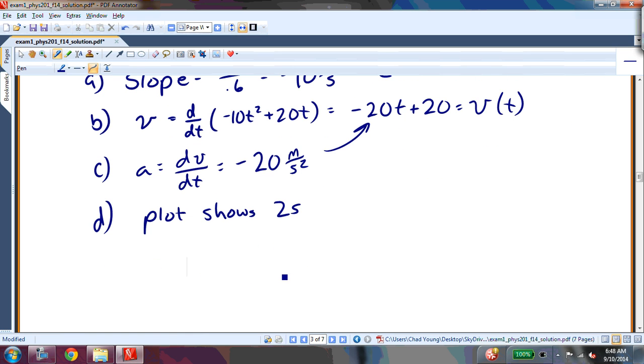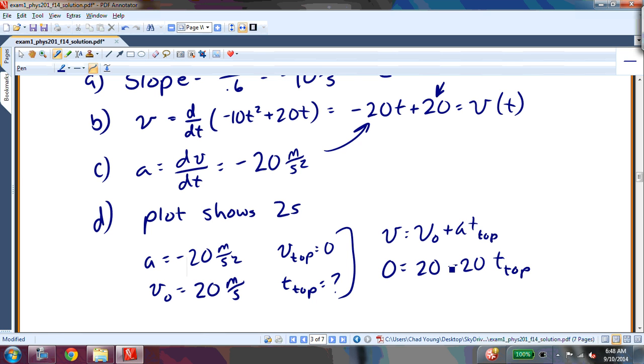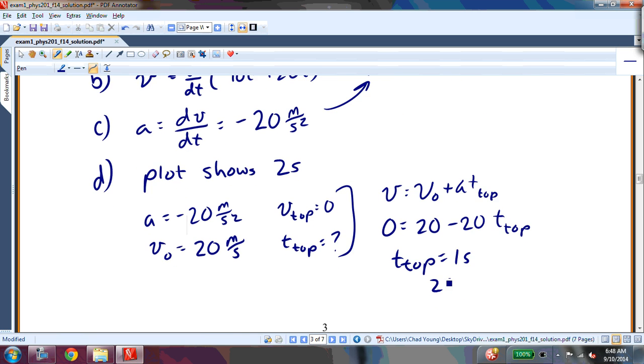Like the more difficult way is you could say that, well, acceleration is negative 20. V naught is equal to 20 meters per second from that velocity function. And I know that v at the top is equal to 0, and I want to find time at the top. This is sort of the difficult way, but the way we did it in class. And so I can say v equals v naught plus at, and that's 0 equals 20 minus 20 times t. This is t top. And solve that for t top, and we find that t top is equal to 1 second. So the total time then would be twice that, or 2 seconds.